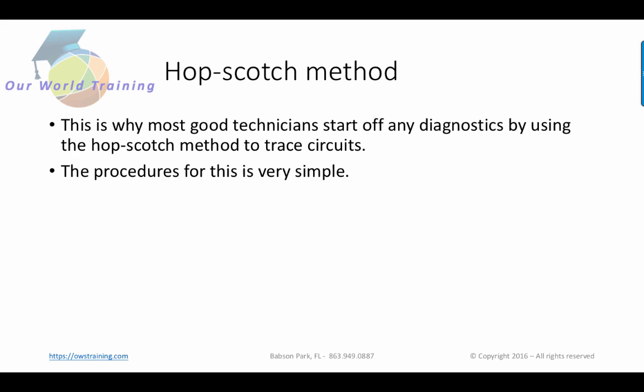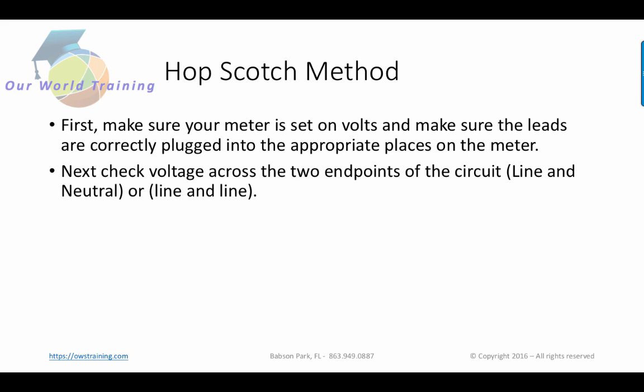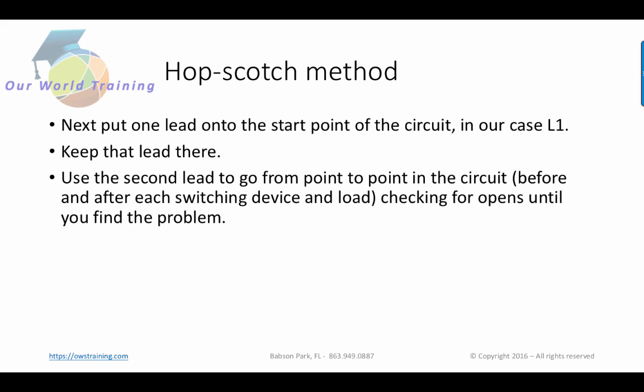The procedure is very simple. First, make sure your meter is set on volts and that the leads are correctly plugged into the appropriate places on the meter. Next, check the voltage across the two endpoints of the circuit. In other words, line and neutral or line and line. That's your source to the circuit. You have to make sure you have voltage.